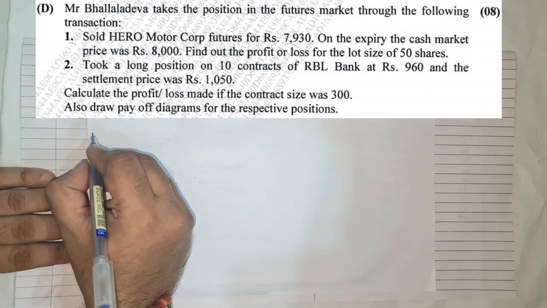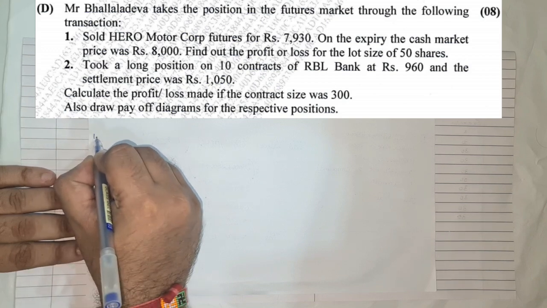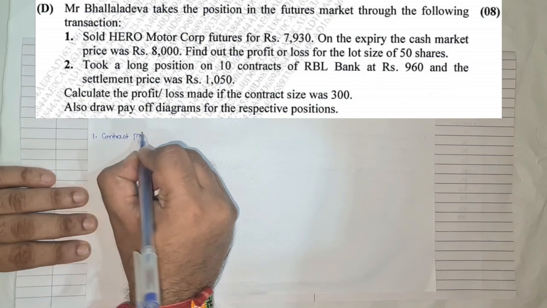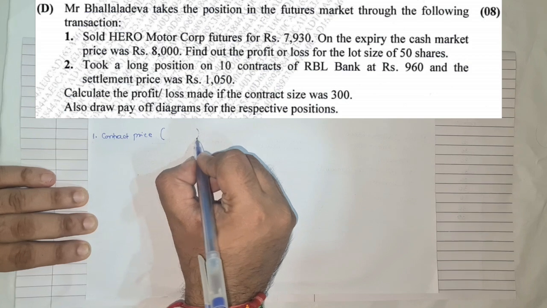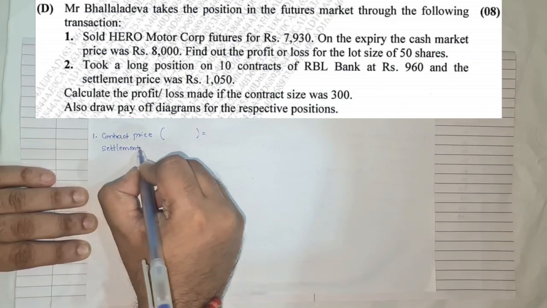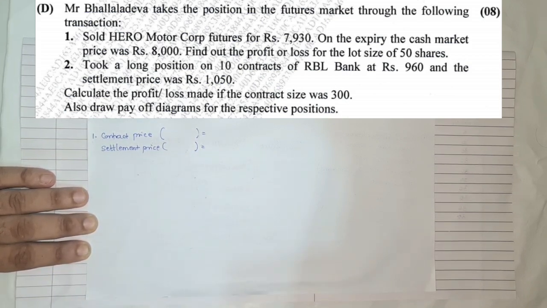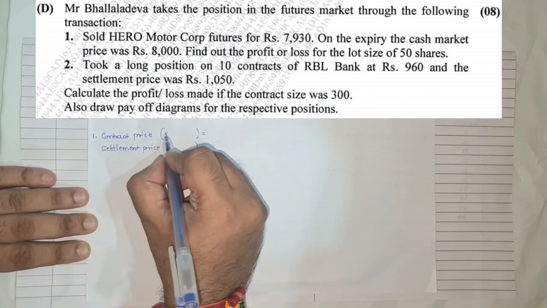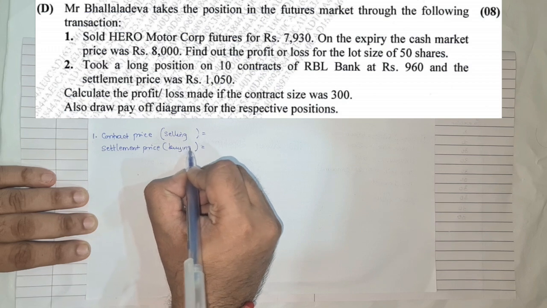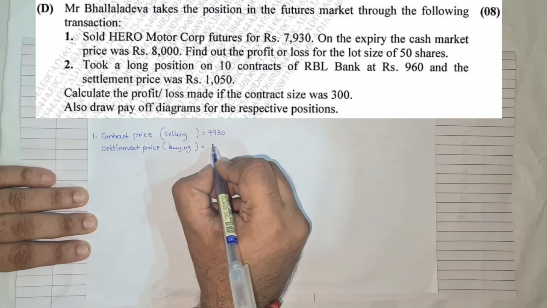So chalo, now there are two options, so we'll do the first option first. So the very first thing is always the contract price. We make a bracket, then settlement. Okay, now in the first it's given he sold, so the contract is based on selling, so in settlement you'll have to do the buying. So he sold for 7930, so he bought it for 8,000.